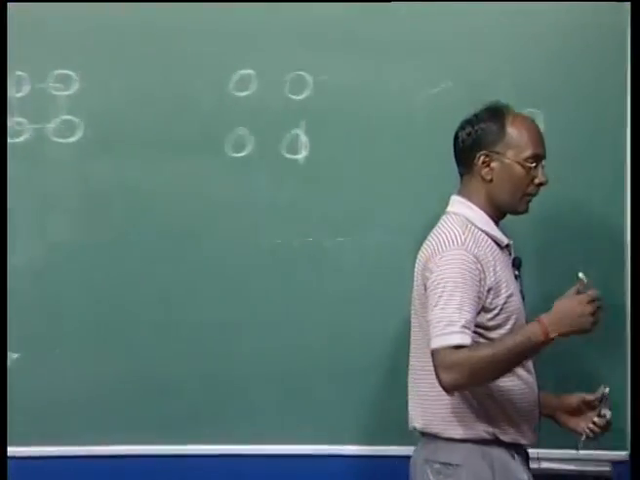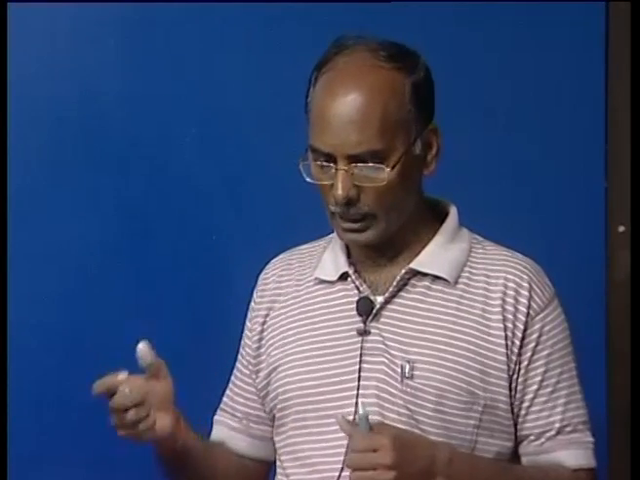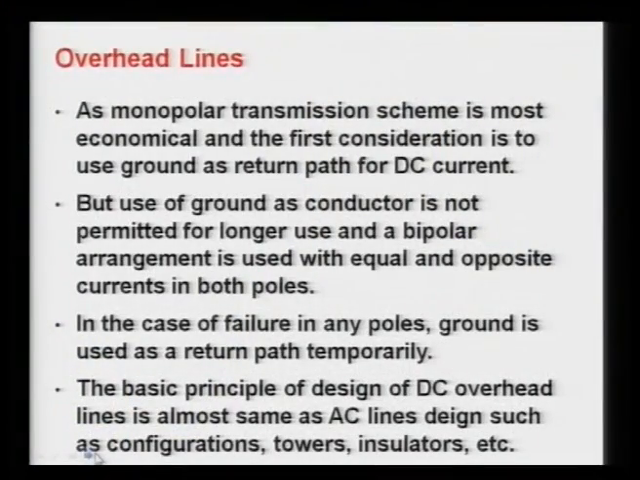For example, there will be some corrosion, some problem of radio interference, and so many other problems will occur. So bipolar or homopolar operation are very common and feasible for HVDC transmission. Normally, in bipolar operation, if one pole fails, then the ground can be used as a return path for temporary purposes. The basic principle of design of DC overhead lines is almost the same as AC line design, such as configuration, tower, insulators; everything will be the same, only we have to see the peak voltage. In DC, the peak voltage is equal to its operating voltage. However, in AC, it will be √2 times the RMS voltage.